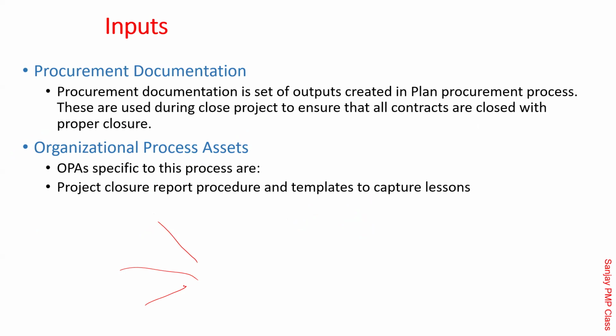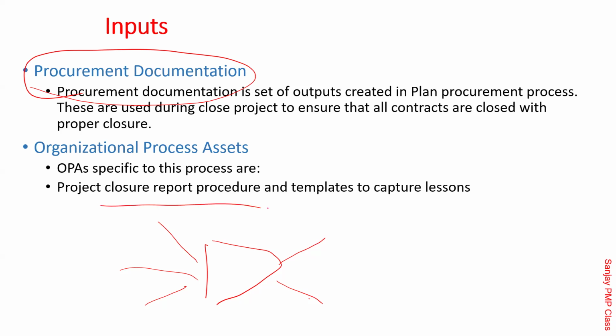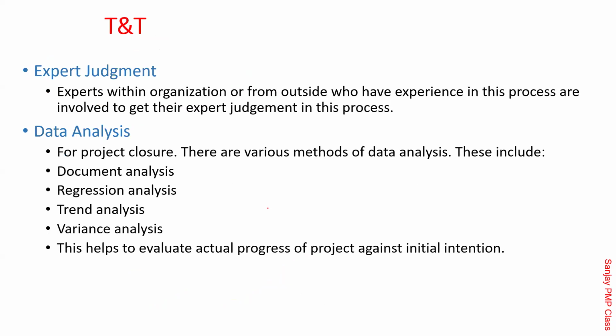So as I told you, the project has vendors and customers. So procurement documentation is required for closing at the vendor end. Whatever was agreed with the vendor, you have given the PO. Has he supplied everything which was there as per the purchase order? Are there any open things there? So procurement documentation is also an input there. OPAs could be closure report, procedures and all that.